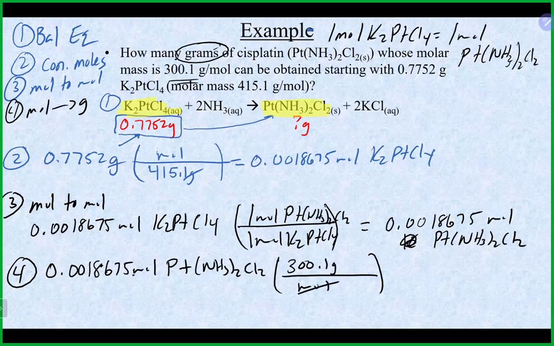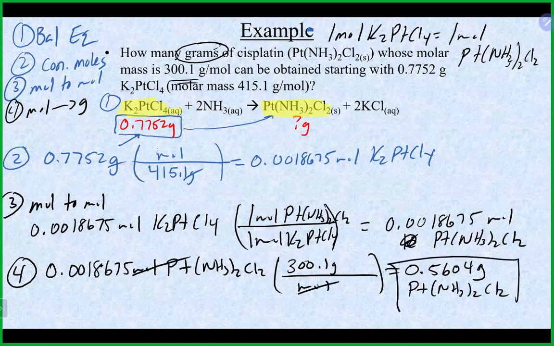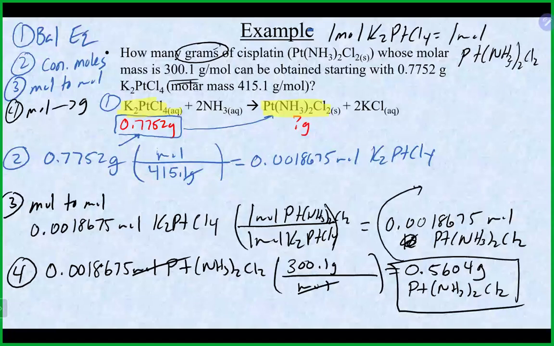Moles on the bottom so that they cancel. Going to multiply basically by 300.1, and that's going to get us 0.5604 grams of our product in this case. This is a product, which means it is a yield, and this would be known as the theoretical yield in this case.